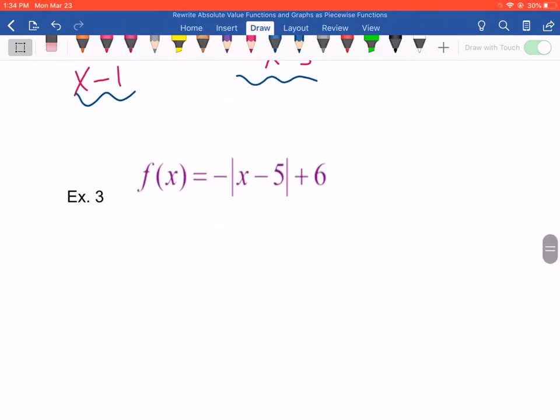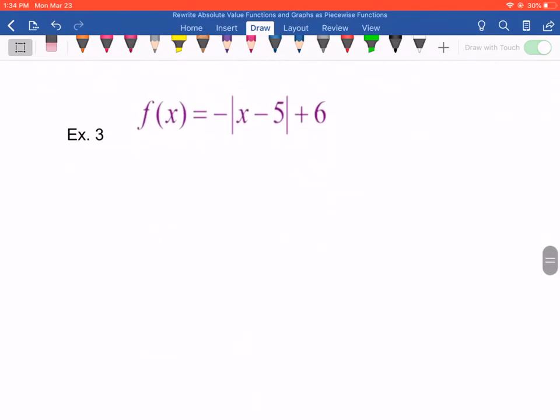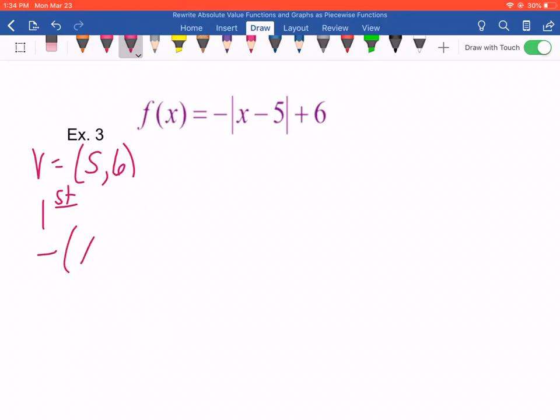All right, looking at example number 3, following the exact same logic. The first thing that I want to do is identify my vertex. So my vertex here is (5, 6). The second thing that I want to do is set up my two cases. My first case assumes that what is inside my absolute value bars keeps the same signs. So bring down the negative, open a parenthesis, x minus 5, close your parenthesis, bring down your plus 6. So everything has remained the same.